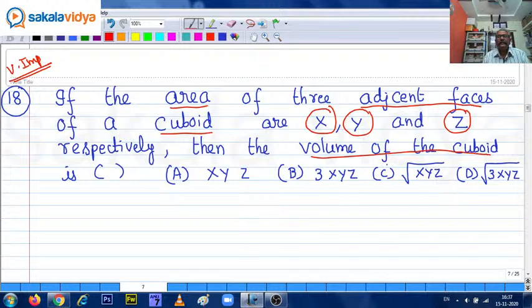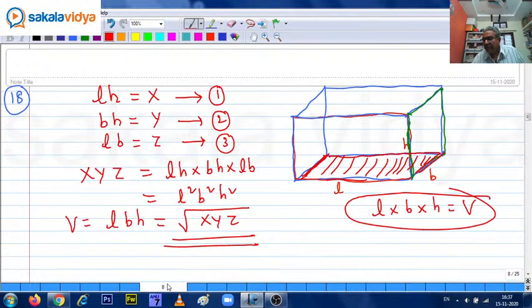So that means C is the right option. You can check the solution. It's a very important problem.